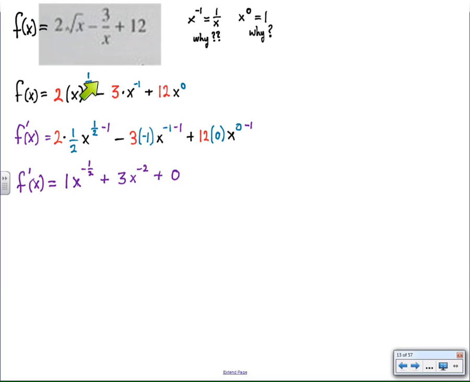Last but not least, we were given the problem in radical form with no negative exponents, so we're going to take our derivative now and convert back to radical form and no negative exponents. So this is the reciprocal of x to the negative 1/2, which is 1 over the square root of x, and this is 3 over x squared, and that is my new derivative function. Try to imagine if you used our first principles argument to differentiate this function. You might find it a little painful, as I do just imagining it.